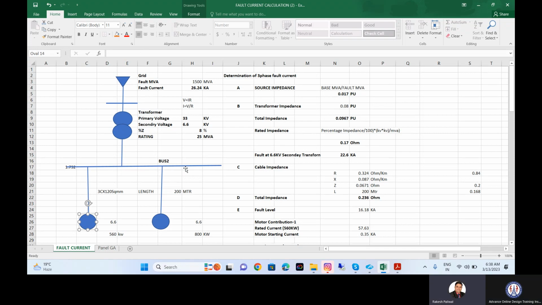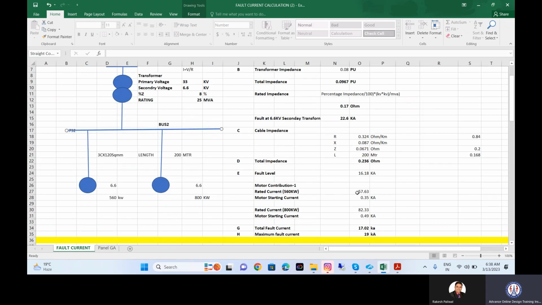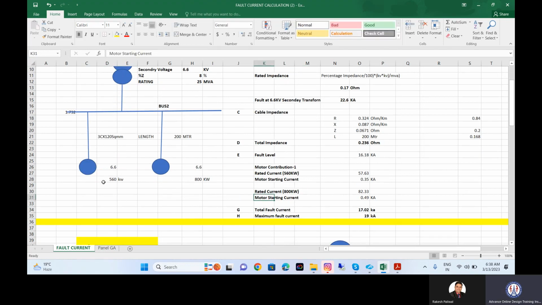Correct? So suppose I need to determine the fault level at this point, then I will add the fault current contribution. What kind of contribution is this? This contribution cannot be more than the motor starting current. This motor is 560 kilowatt, so root 3 VI cos phi is my current. Starting current for the HT is 6 times, and for the LV it is 7.2 times. Again, this depends on the efficiency class of the motor. So you can make a thumb rule: for HT it is 6 times, and for LT it is 7.2 times.